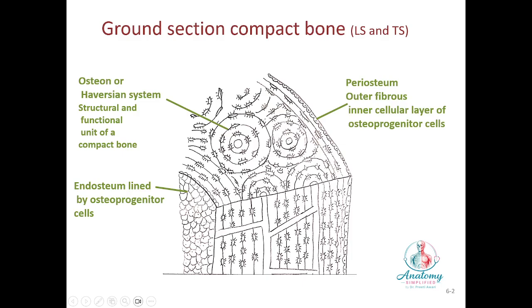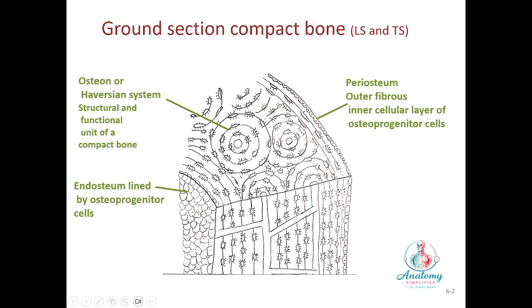Now, inside, the basic structural and functional unit is the Haversian system or osteon. You can see in the center there is a rounded canal. These are elongated canals which are surrounded by sheets of laid down bony matrix called lamellae. Here this is one lamina, this is a second lamina, this is a third lamina. This way you can see many lamellae within one Haversian system. These are the bony matrix laid down by the osteocytes which are entrapped in between.